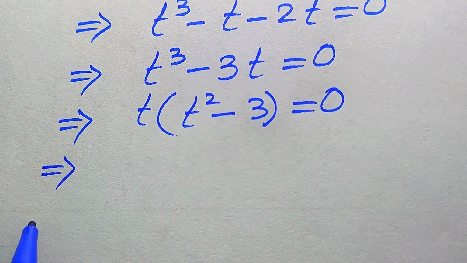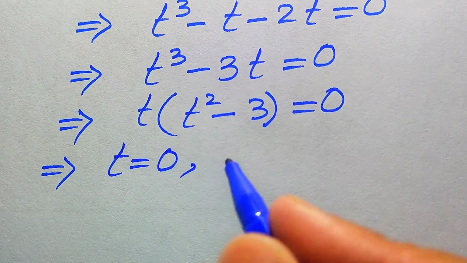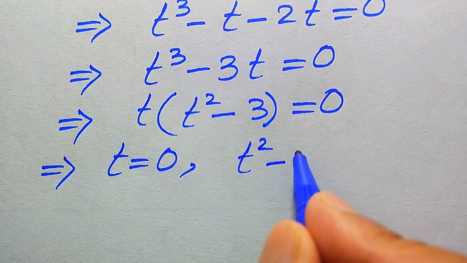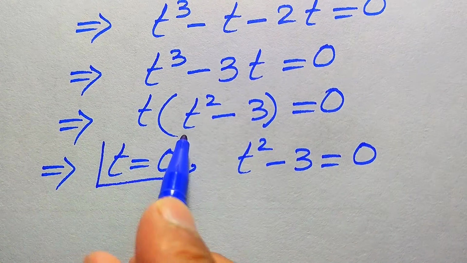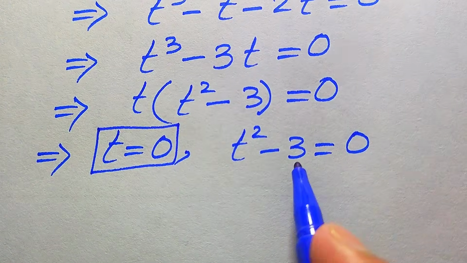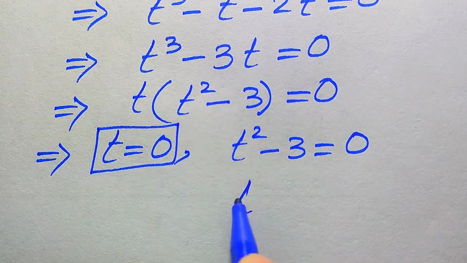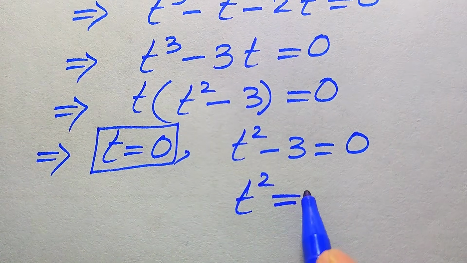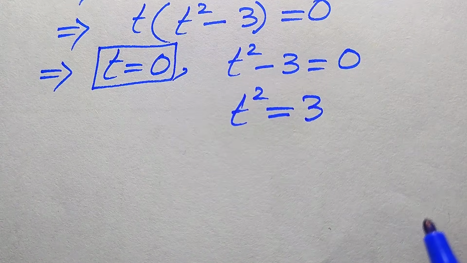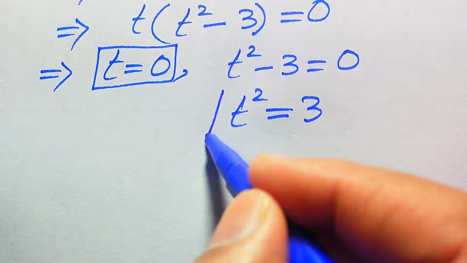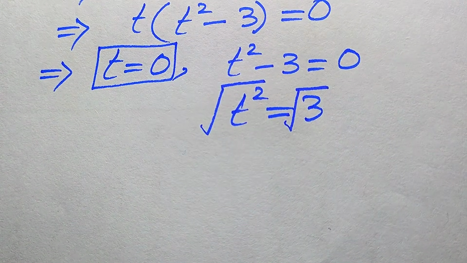So we divide this equation into two cases. The first case is we write t is equal to 0, and the second case is we write t squared minus 3 is equal to 0. This is the first root of the given equation, and from here we need to find the other two roots, so we move minus 3 to the right hand side and we get t squared is equal to plus 3. Further, in order to find the values of t, we need to take square root on both sides, and when we apply square root it will be written in this form.